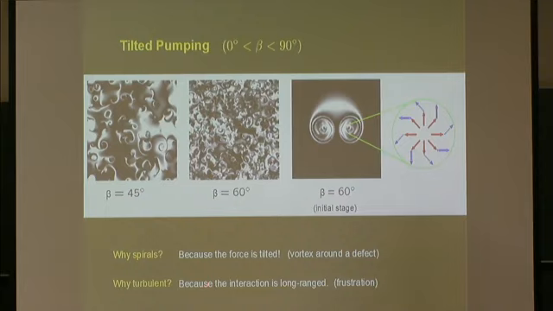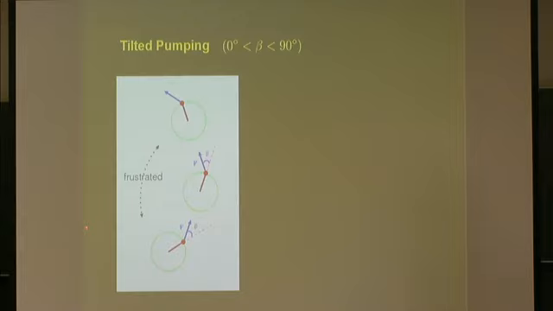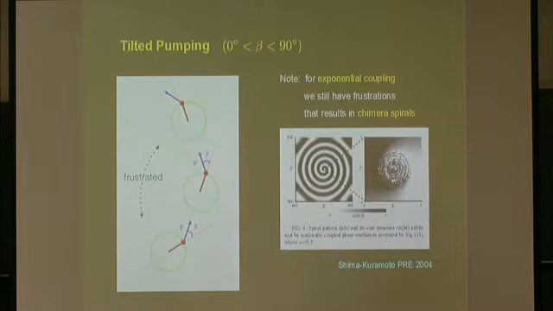So why turbulence? It's due to frustration from the interaction. So why frustration? We have one rotor here, then it tends to make the neighbor oriented with an angle beta, and the other pair also tends to make an angle beta. But the first and the third cannot make an angle beta, so that's the frustration. This kind of frustration is expected even for a short-range coupling, like exponential coupling.